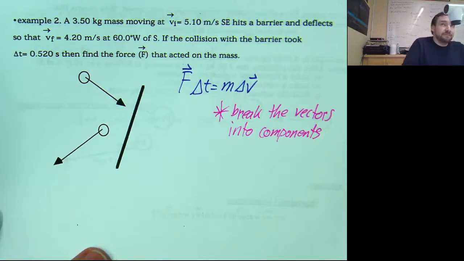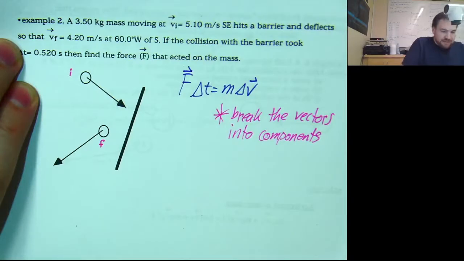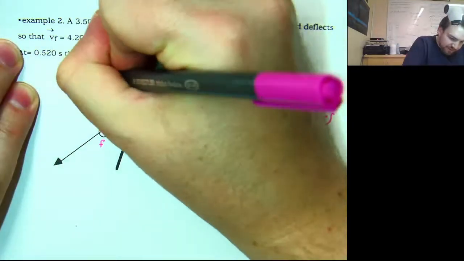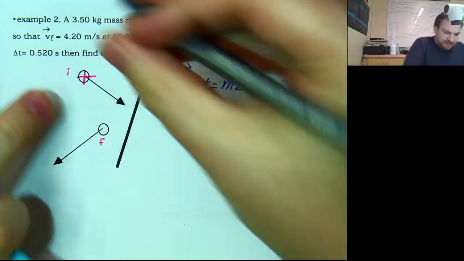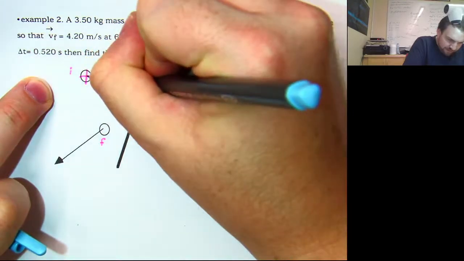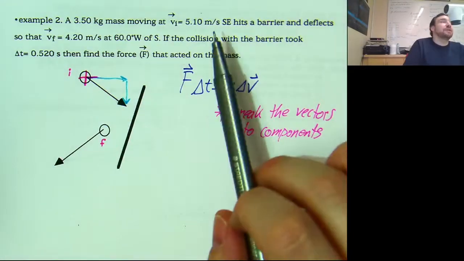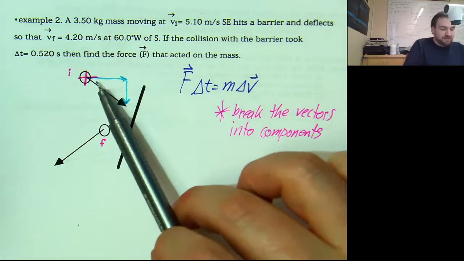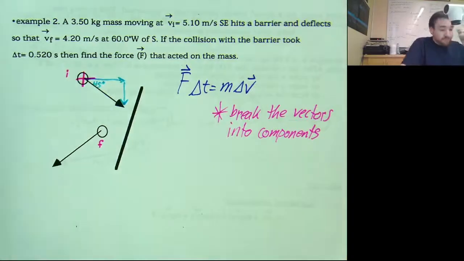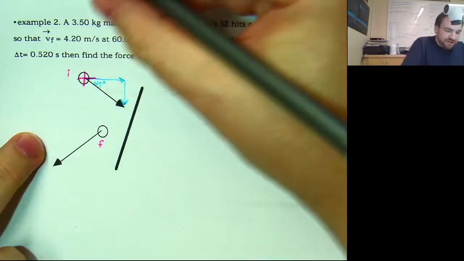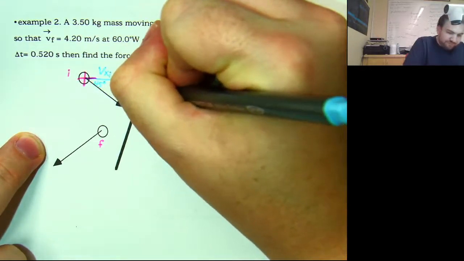So if we're going to do that, this is our initial situation. This is our final situation. If I'm going to break this thing up into components, we're going to put a little coordinate grid there. This guy has an x component that way and a y component that way. This thing is heading, we're told, due southeast. So what's the angle in there? 45. So let's call this Vx initial. Let's call this Vy initial.